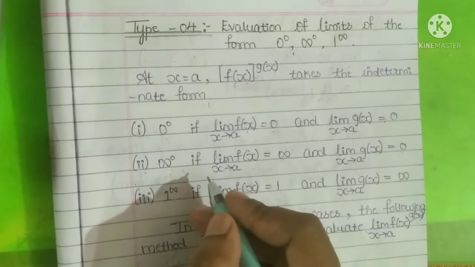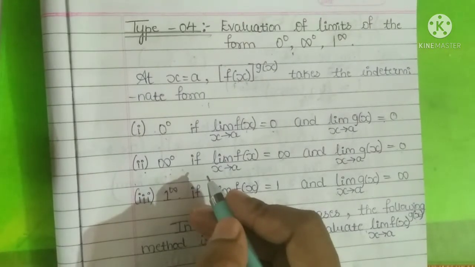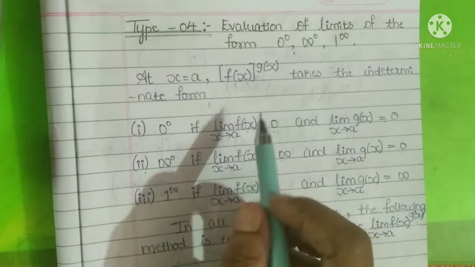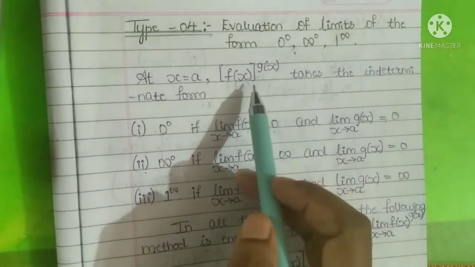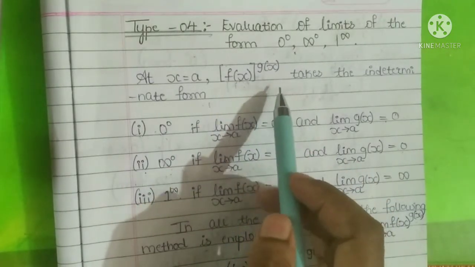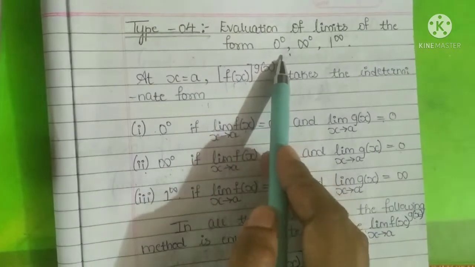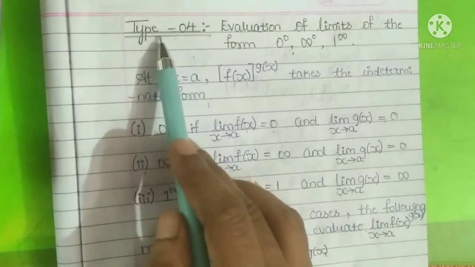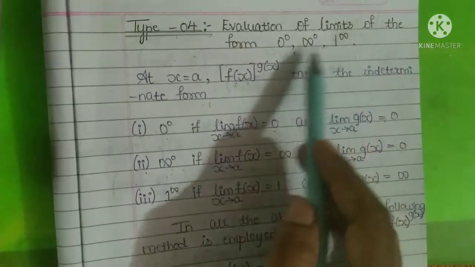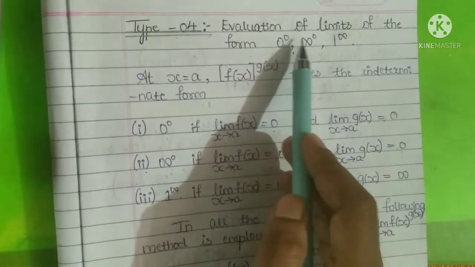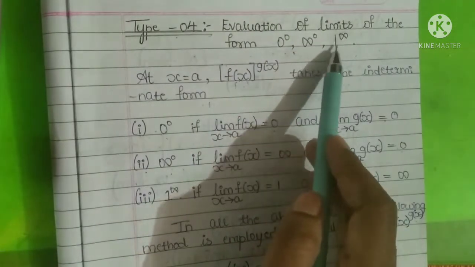Hello students, in the previous class in L'Hospital rule we had learnt about the evaluation of limits of the form infinity, 0 into infinity and infinity minus infinity form. That was your type 3, and today we are learning the type 4, that is evaluation of limits of the form 0 to the power of 0, infinity to the power of 0 and 1 to the power of infinity.